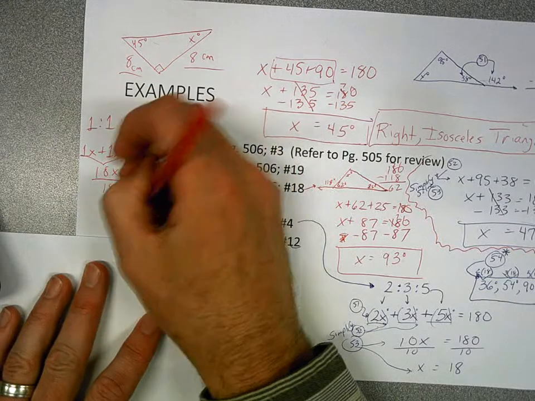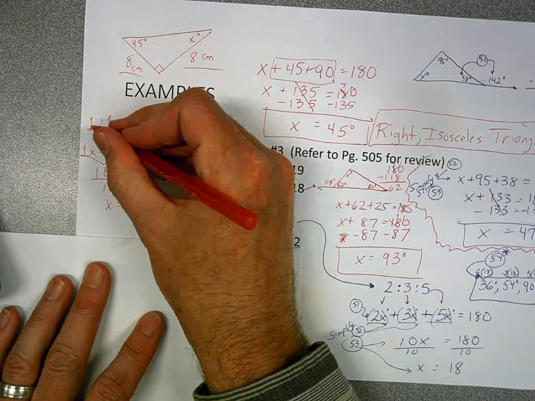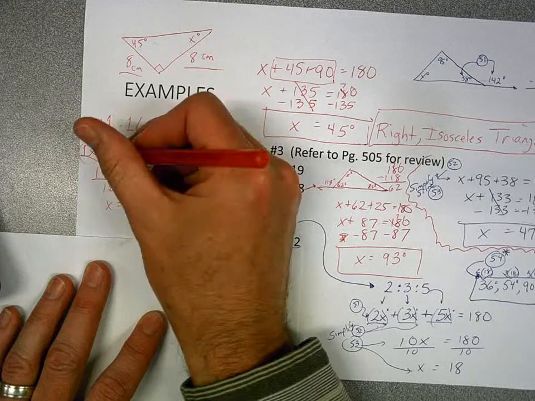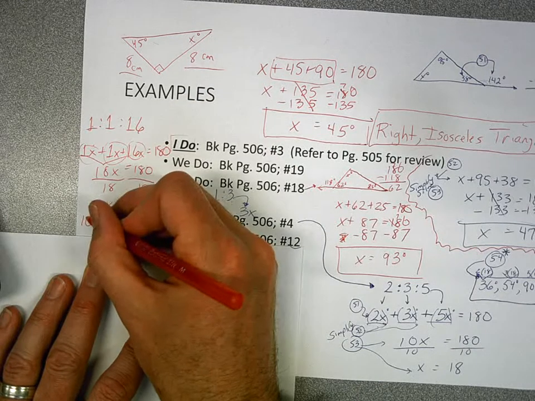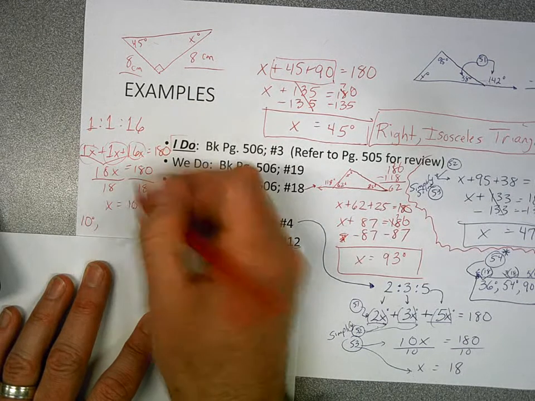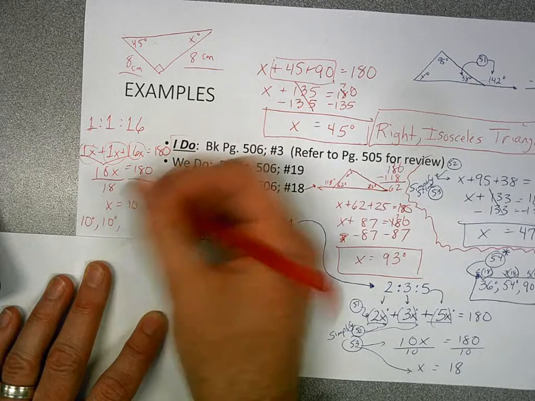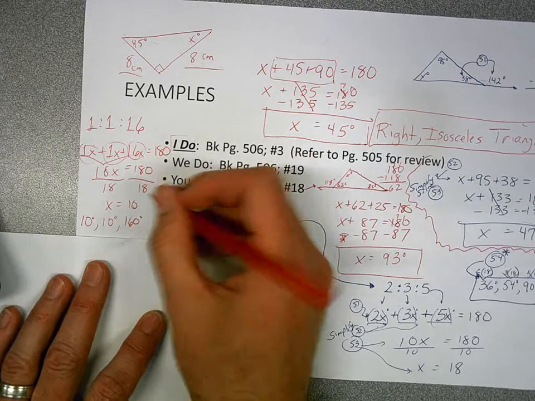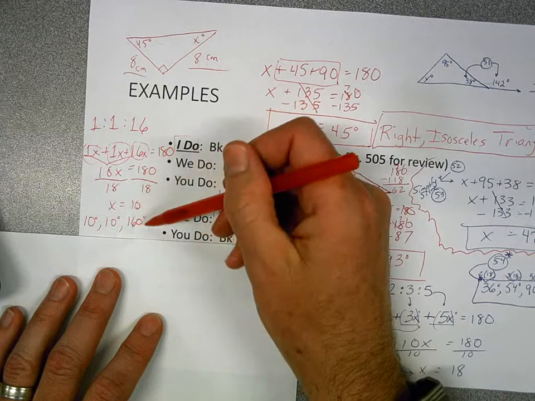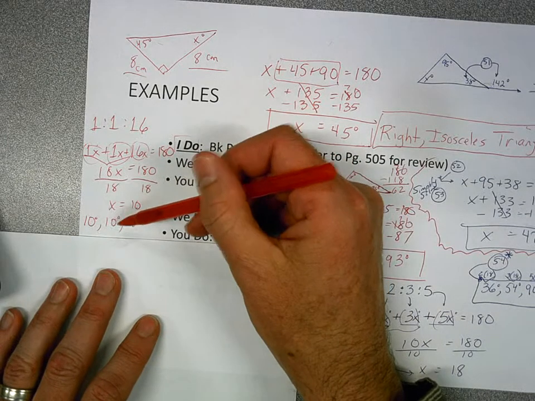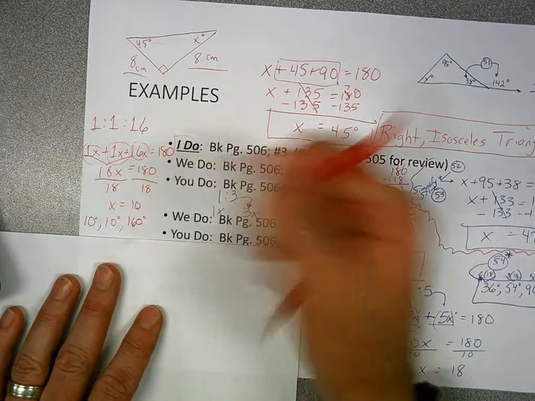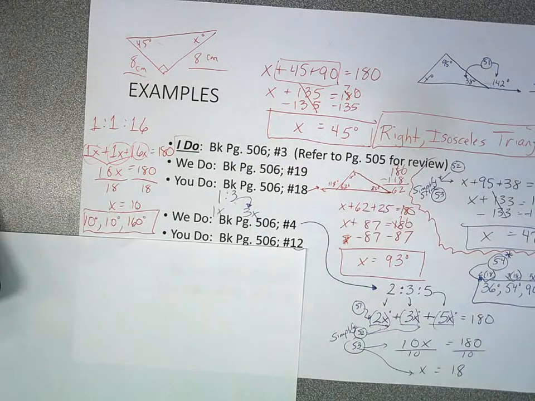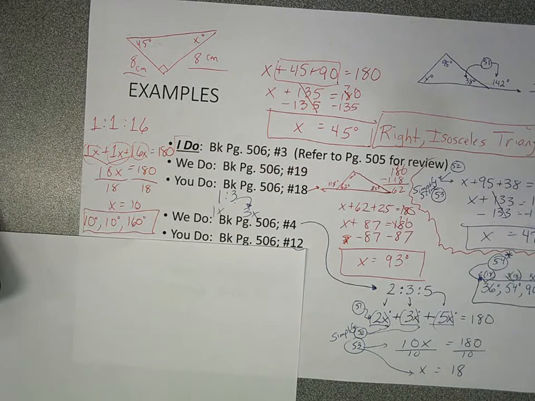The first one is 1 times 10, which is 10 degrees. 1 times the 10 is 10 degrees. 16 times the 10 is 160 degrees. You should always add them up, right? Check it if you want. 160 plus 10 is 170 plus 10 is 180. Should always add up to 180, and there we go. All right, questions on that one?